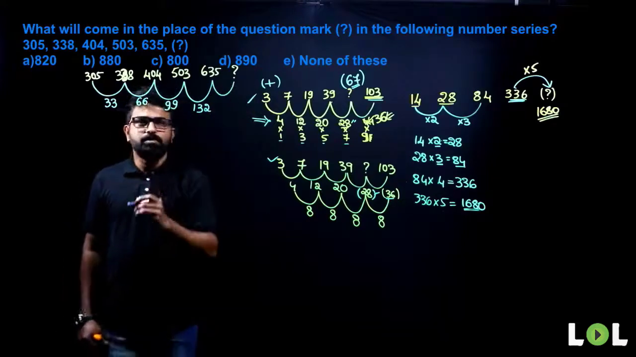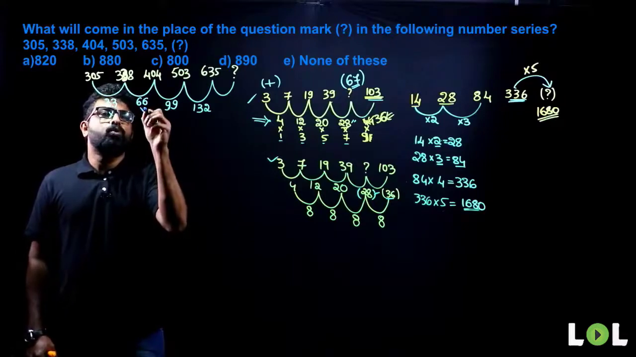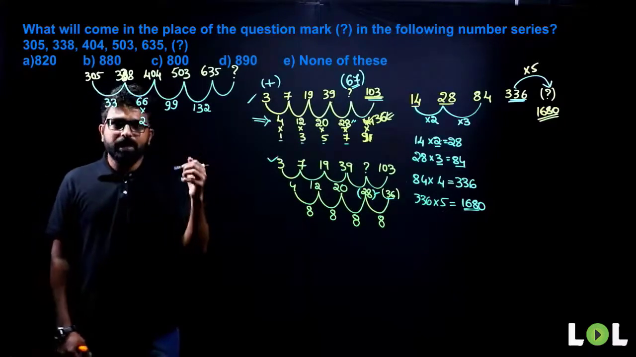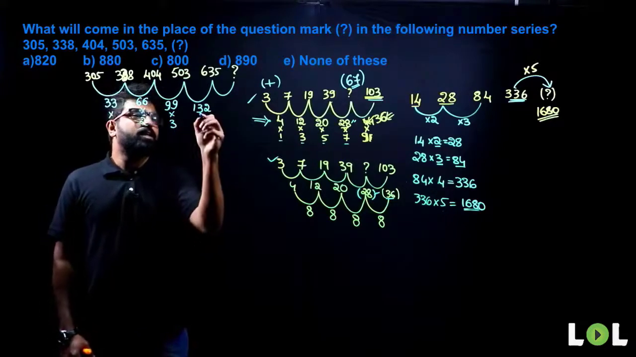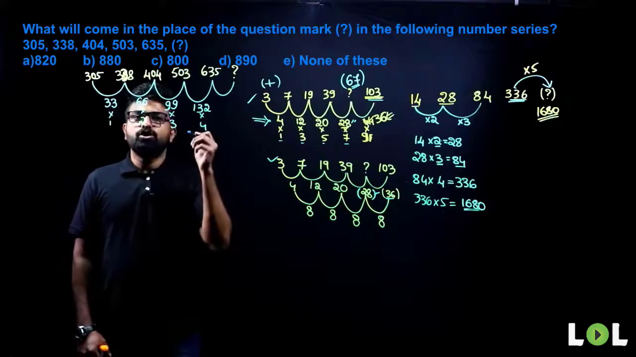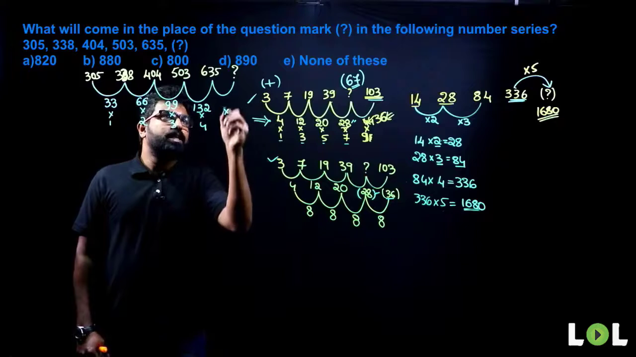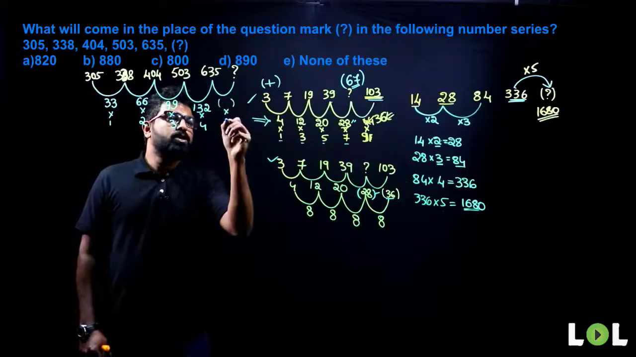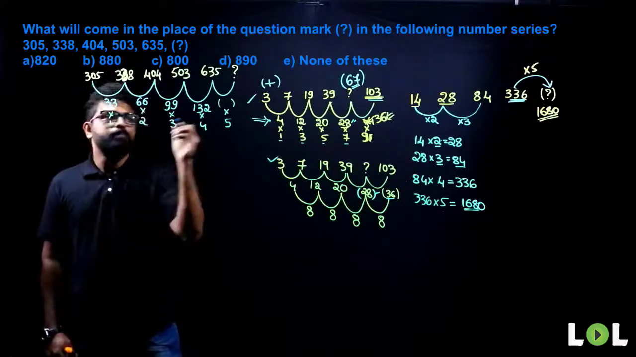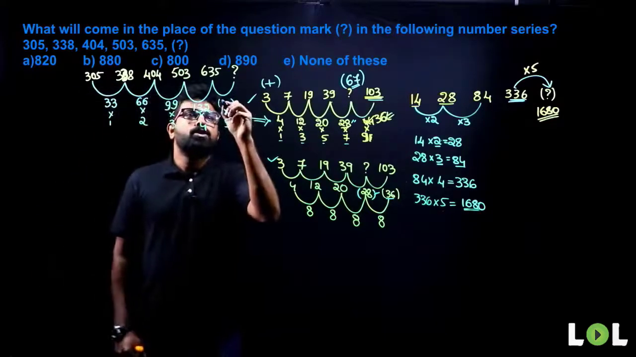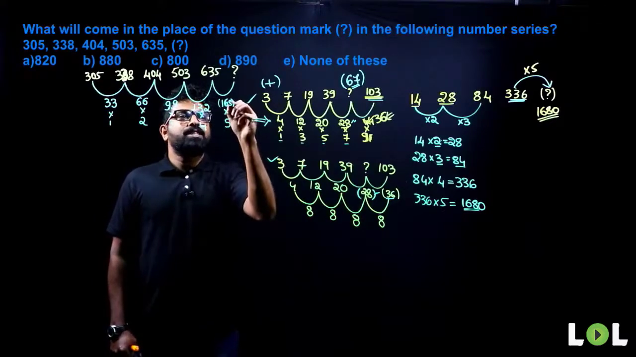So look at these terms here. 33, 66, 99. 33 1 times, 33 2 times gives me 66. They're nothing but the consecutive multiples of 33. 33 into 3 gives me 99. 33 into 4 gives me 132. So I need to multiply 33 with 5 to get my next difference here. If I multiply 33 with 5, 5 into 30 gives me 150 plus 5 into 3 gives me 15. So the difference here is 165.